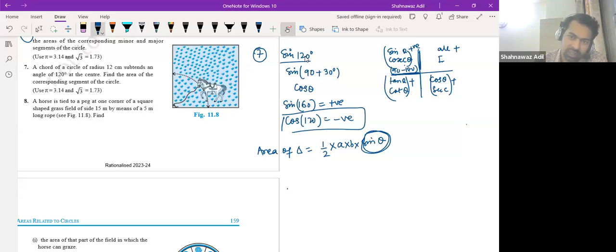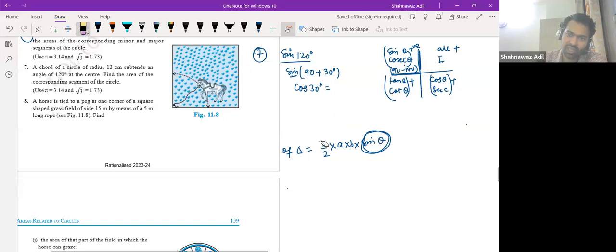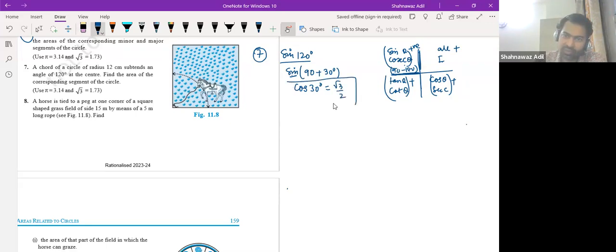So sine of 120, I can write as sine of 90 plus 30, and this sine will change to cos, so that would be cos 30. So cos 30 is how much? Root 3 by 2. Yes, guys, is this clear?